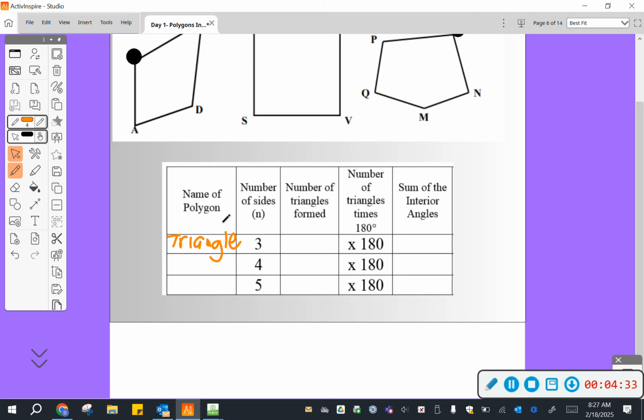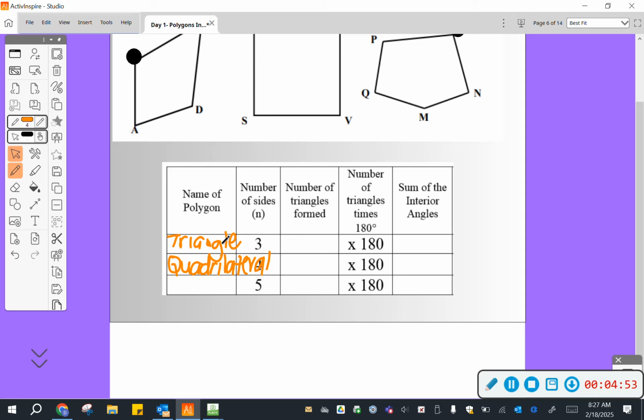All right, what about 4 sides? We talked about this in the warm-up. Quadrilateral. Now, we're not going to write square here because are all shapes with 4 sides a square? No. Are all shapes with 4 sides rectangles? No. But are all shapes with 4 sides quadrilaterals? Yes. That's the big name.